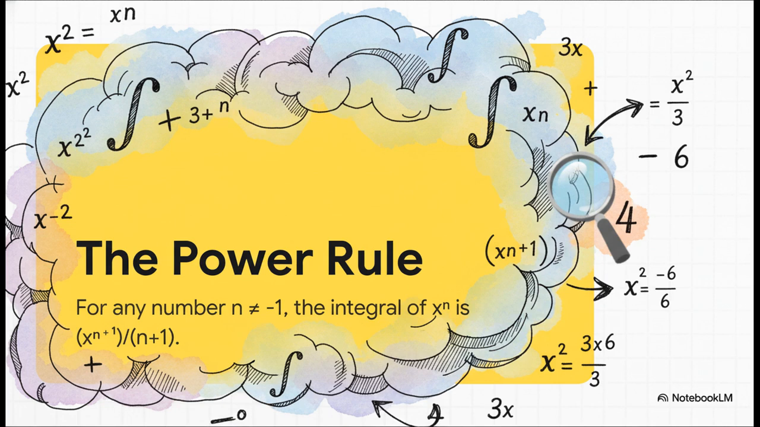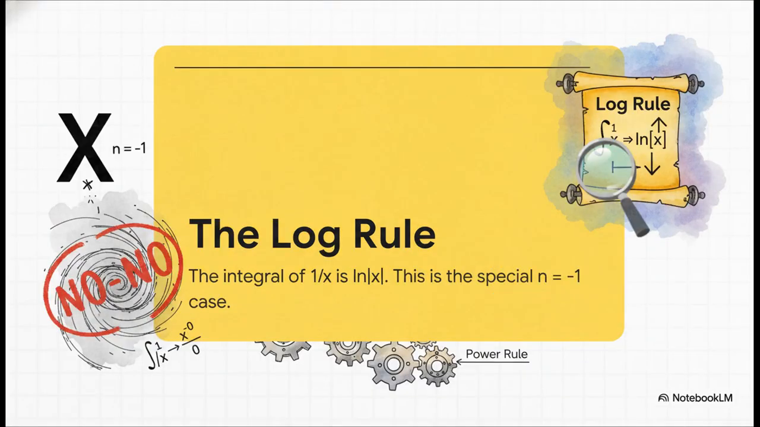The rule itself is super simple. You just add 1 to the exponent, and then you divide by that new exponent. That's it. The integral of x to the n becomes x to the n plus 1 over n plus 1. This thing is an absolute workhorse when you're dealing with polynomials. So you might be thinking, wait, what happens if n is -1? Because if you try to use the power rule, you'd add 1 to -1, get 0, and oops, you're dividing by 0. And we can't do that.